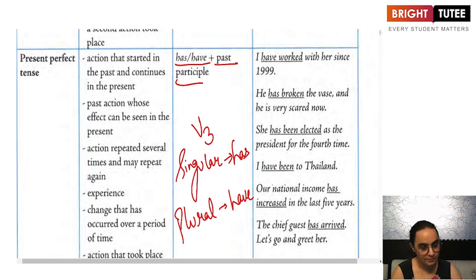Next, for a past action, the effect of which can be seen in the present. He has broken the vase and is very scared. I have got a job and am very happy. My mother has made a wonderful dish and I am looking forward to that. So, something that took place in the past and the effect of the same can be seen in the present.